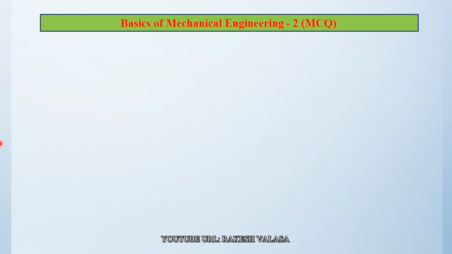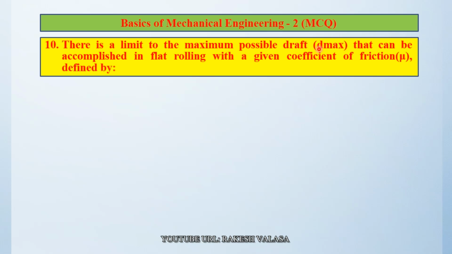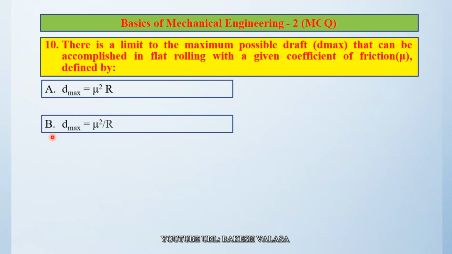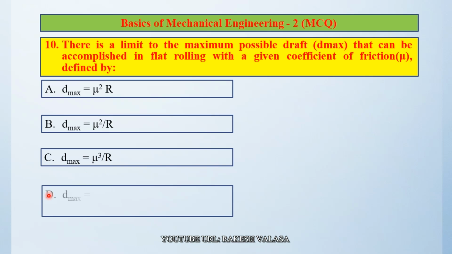The last question, question number 10. There is a limit to the maximum possible draft, that is Dmax, that can be accomplished in flat rolling with a given coefficient of friction mu defined by option A, Dmax equal to mu square R, option B, Dmax equal to mu square by R, option C, Dmax equal to mu cube by R, option D, Dmax equal to mu cube R, where R is the roller radius.